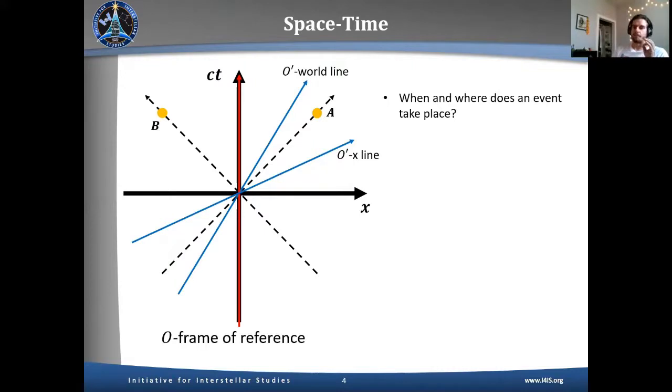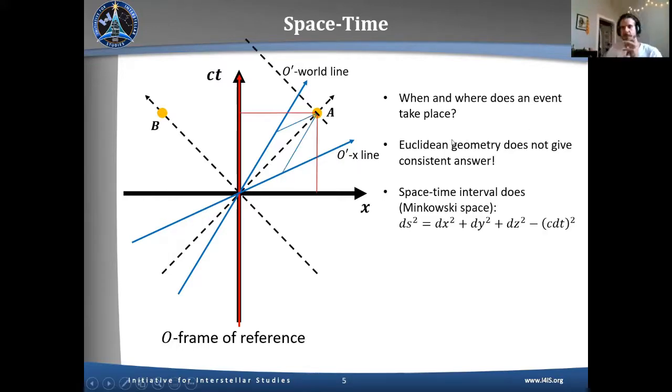What is important here is that Euclidean geometry does not give a consistent answer. In fact, we need a space-time interval. This is the Minkowski space, and that was the great insight that actually came after the first formulation of special relativity: that space and time are not two separate things, but one and the same thing. That's the insight that Newton missed when he derived his laws of mechanics, and that Einstein later had, that space and time are really one and the same thing. They are conserved, but individually they're different.